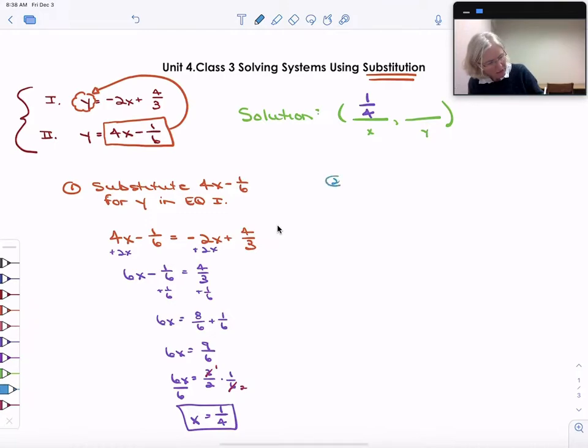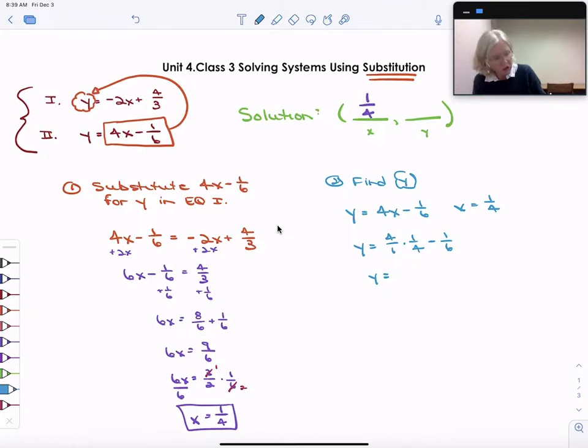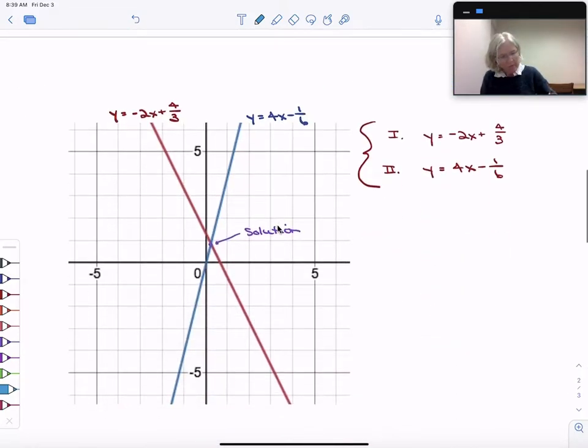All right, so my second step is I'm going to find y, and I'm going to use equation 2, y is equal to 4x minus 1/6, and I know x is equal to 1/4. Let me substitute that in. y is equal to 4 times 1/4 minus 1/6. 4/4 is just 1. And if I take a whole and subtract 1/6 from that whole, I'm left with 5/6. And there's my value for y. Let's go back and look at the graph. Does that seem reasonable?